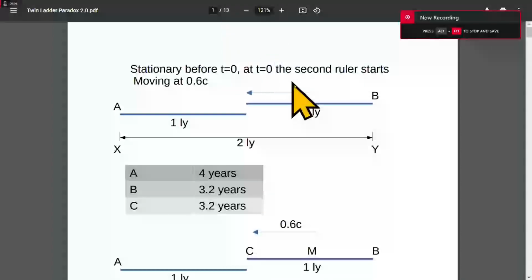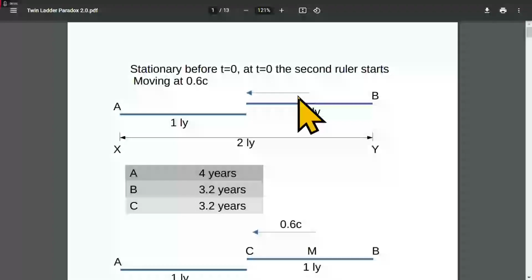Okay, so right now I want to talk about the twin ruler paradox. Now, what exactly is the twin ruler paradox? Okay, it goes like this. You have two rulers, each 1 light year in length. We can call them light year rulers. And all of a sudden, one ruler starts moving towards the other one.